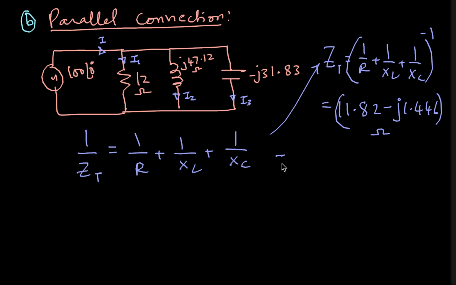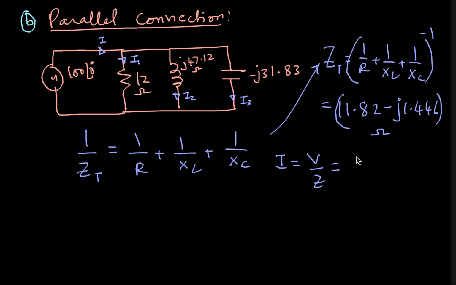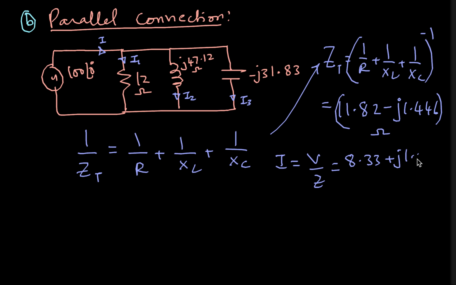Now it's straightforward. Now I can find the current. It's nothing but V by Z. So the same Ohm's law will apply. V is also defined. So simply V divided by ZP will be my IP, the total current in the circuit. That is 8.333. So I am getting this in the rectangular representation: 8.33 plus J 1.02. I'll just round it off to this.